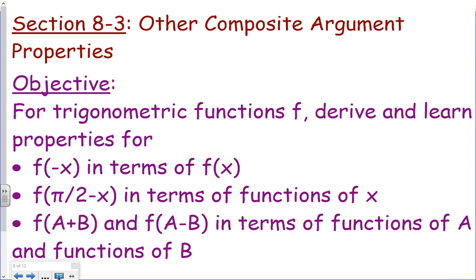For f of the opposite of x in terms of f of x, those we learned were our odd and even properties. Or f of pi over 2 minus x in terms of functions of x. Those we learned are our cofunction properties. And f of a plus b and f of a minus b in terms of functions of a and functions of b, and those are the composite argument properties, which is what we're going to focus on here in this half of the section.